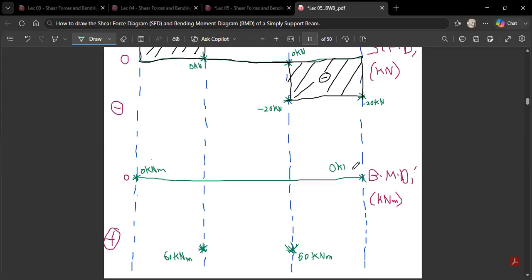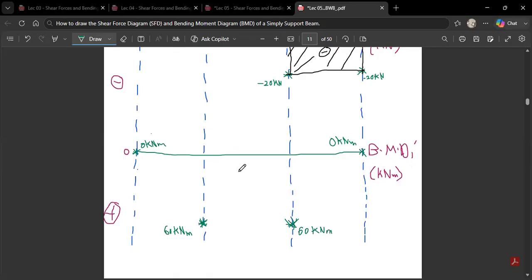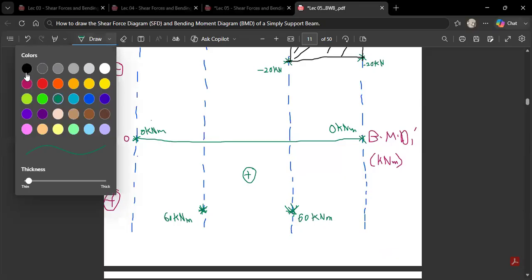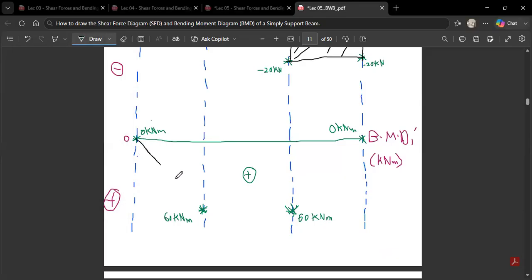Diagram. So from here, we can just join the line. And because this is a positive zone, I can write positive over here, then we shade inside positive. So this is the shear force and bending moment diagram for the simply supported question we started solving from part 1 to part 2, and this is how far we have come.